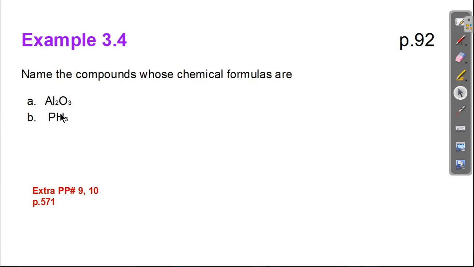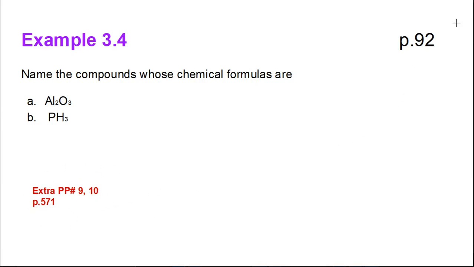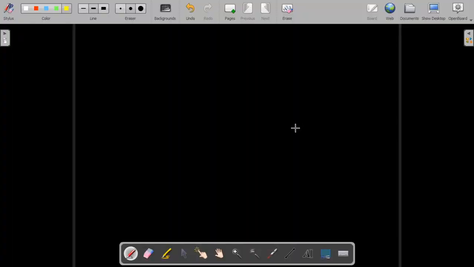This one right here, there's no metal, this is covalent. That means those little prefixes need to be used. Mono will not be used, but you will be using tetra and tri here. So phosphorus trihydride, and you're done. You try this, please, by doing 9 and 10 on your own, and I'll help you here.